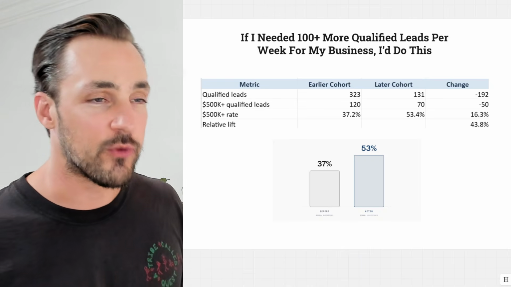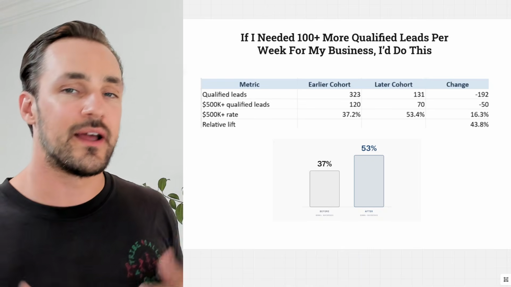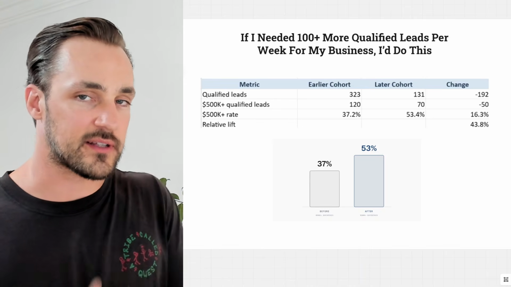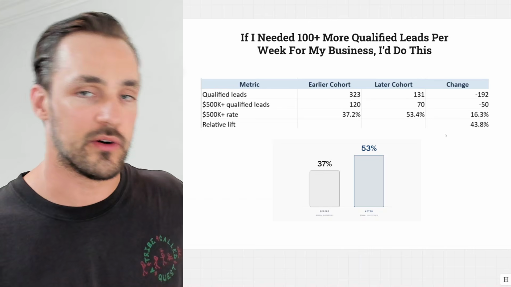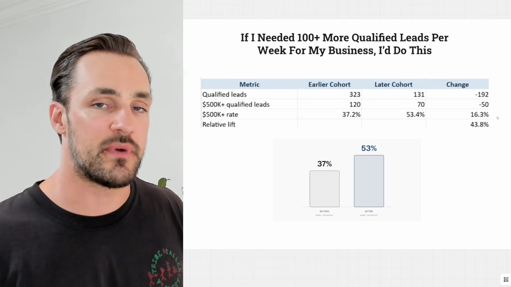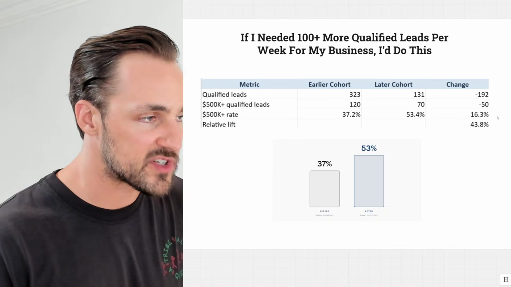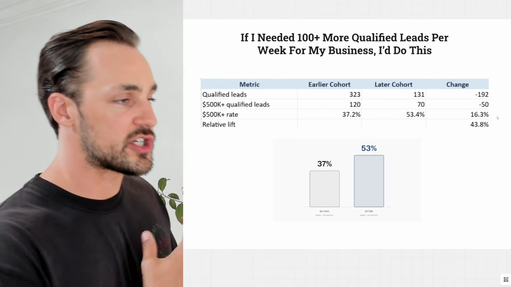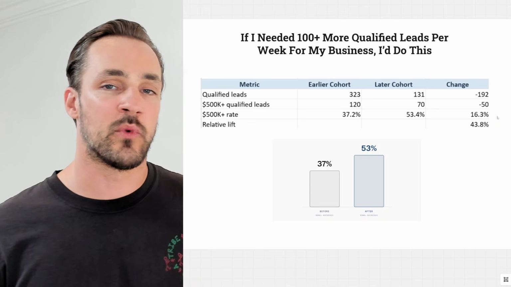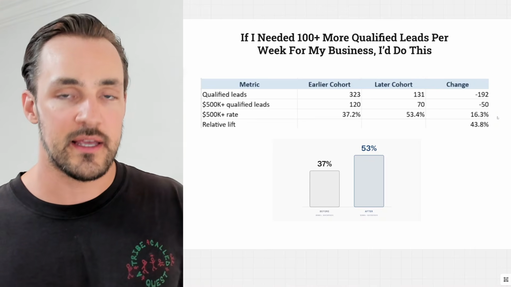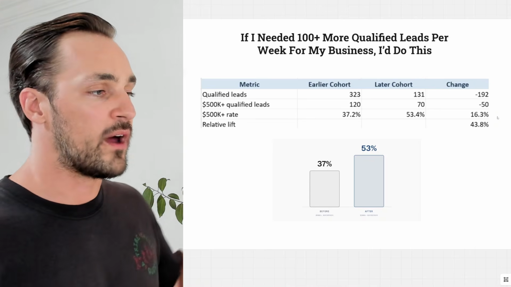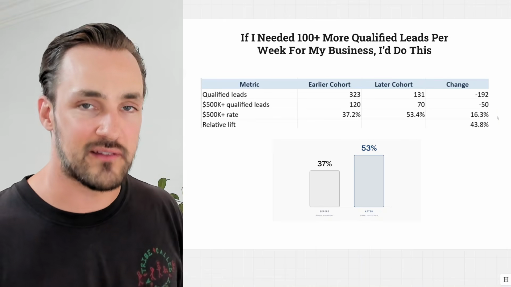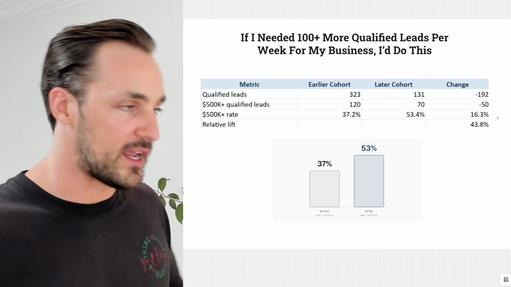Now, I'll show you this and why this is important using real paid advertising campaign data. We generated 454 qualified leads for a single financial services client. That data is shown on the screen here. During our campaigns, we changed who we were speaking to and how we spoke to them. This is important because the share of leads that were doing more than 500K in annual revenue went from 37% to 53%, a relative lift of 43.8%.